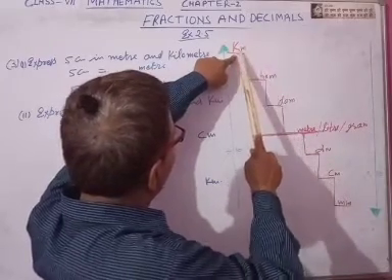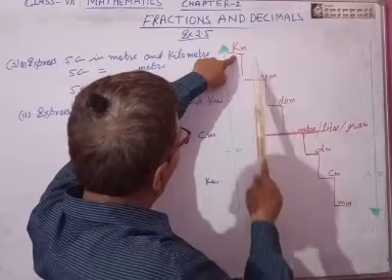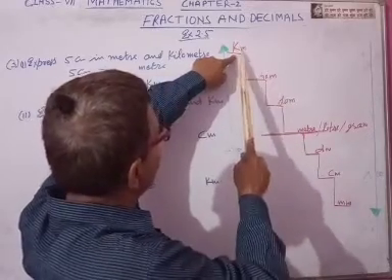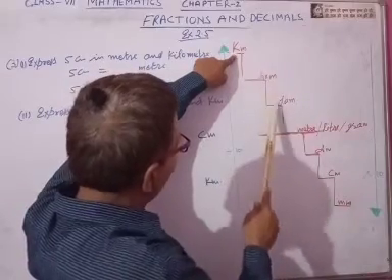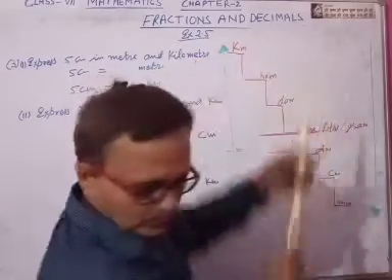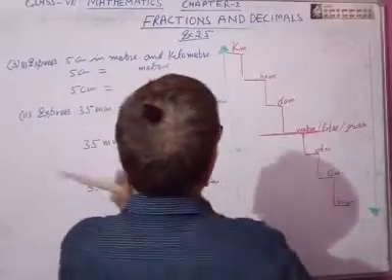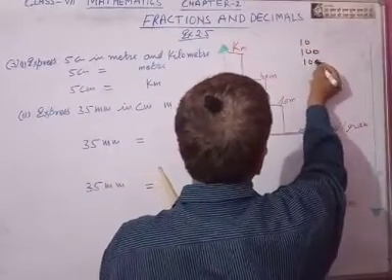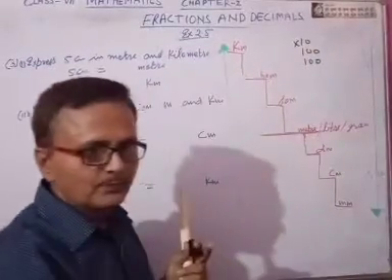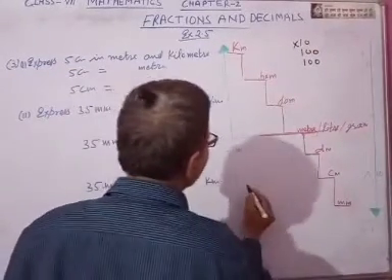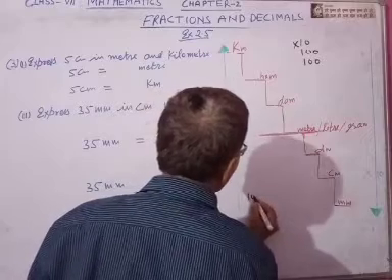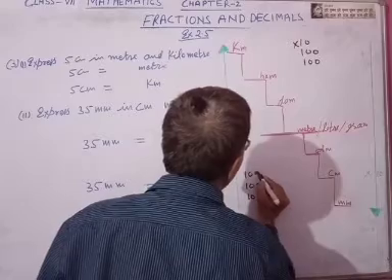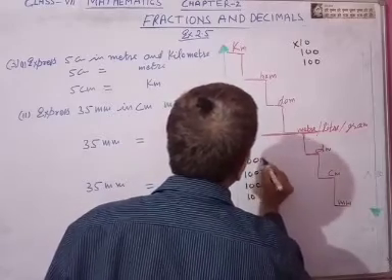Suppose we want to change kilometer into decameter, 1 step, 2 steps, we will multiply by 100. Suppose we want to change kilometer into meter, 1 step, 2 steps, 3 steps: for 1 step 10, for 2 steps 100, for 3 steps 1000, we will multiply by 1000. And for upwards, 1 step 10, 2 steps 100, 3 steps 1000, 4 steps 10,000.